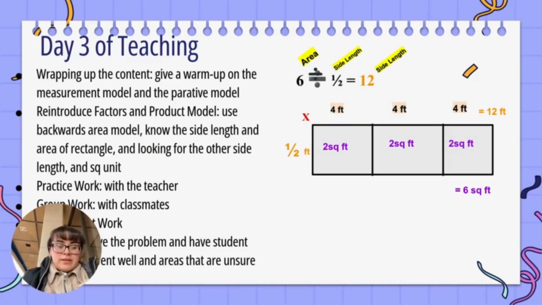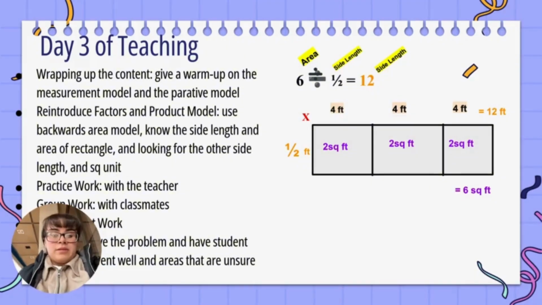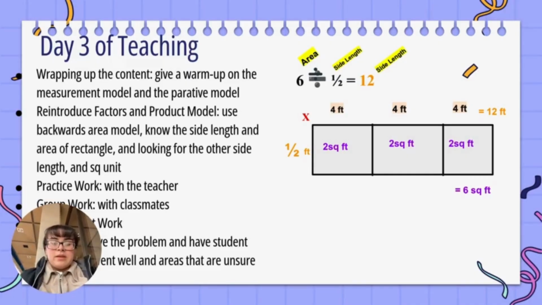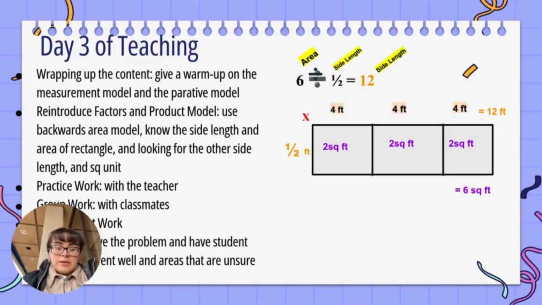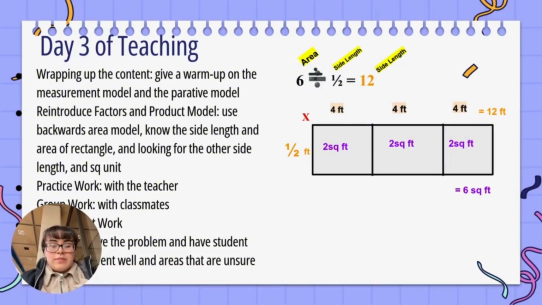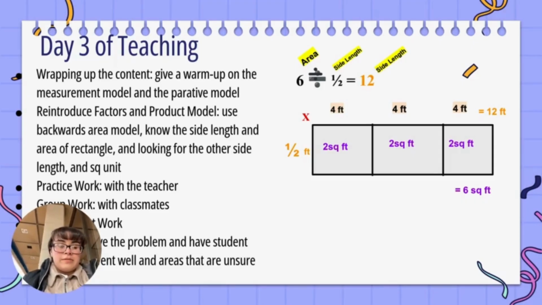And so that's why there's a half on the outside, and then we have to find out what number times half will get to the 6 square feet. The answer is 4 times the half is 2 square feet. 4 feet times half a foot is also 2 square feet, and so on. And that total of doing the 4 feet is the 12 feet.